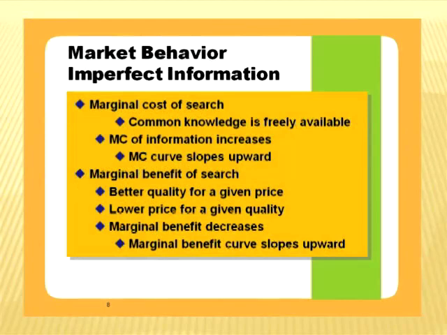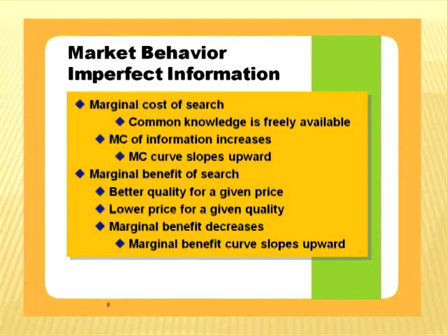Now that leads us to the whole idea of how do markets behave in a world in which information is imperfect, when we're not 100% sure what is available in the way of information. Now there is some information that's common and everyone has it and it's freely available. But for most information, it has a marginal cost associated with it. That is, you have to search it out. You have to go look for it and find it. And so the marginal cost curve actually slopes upward.